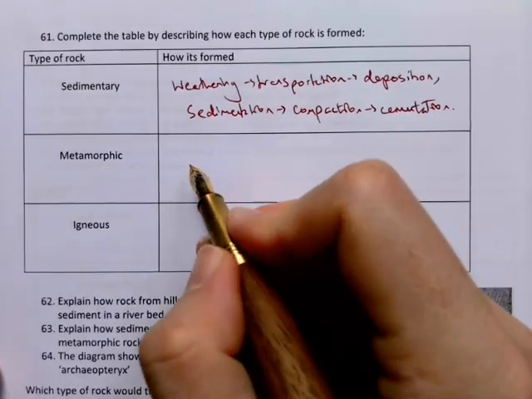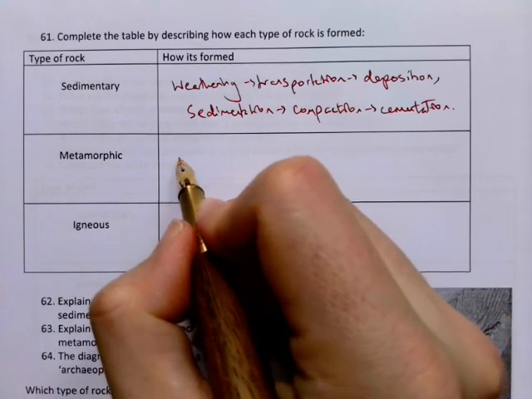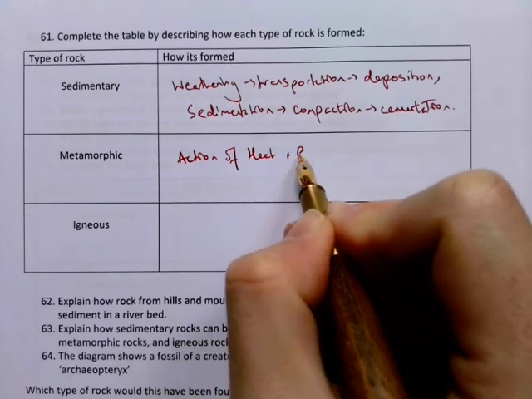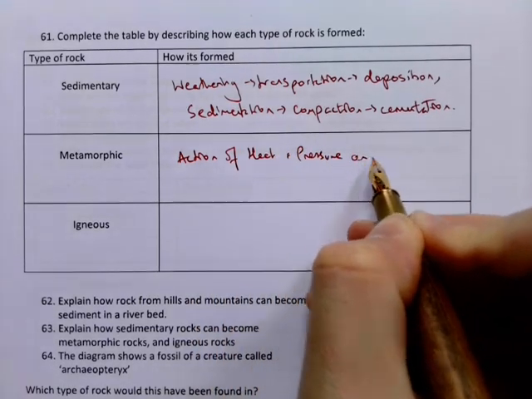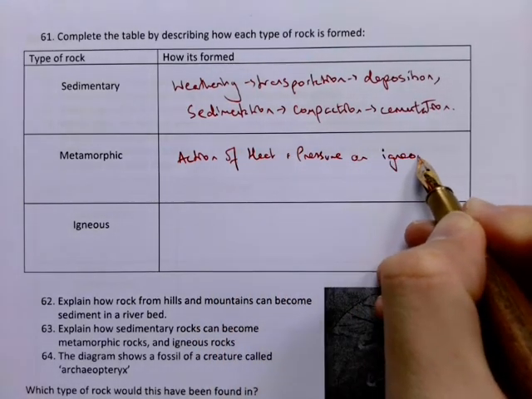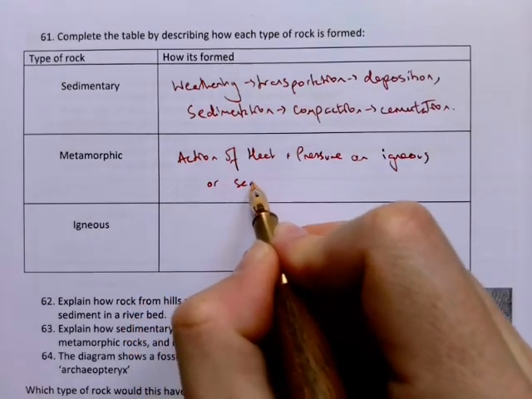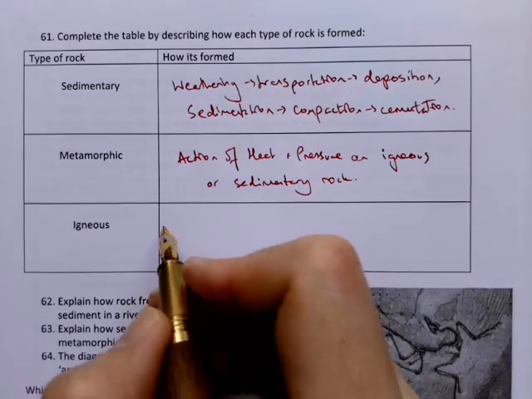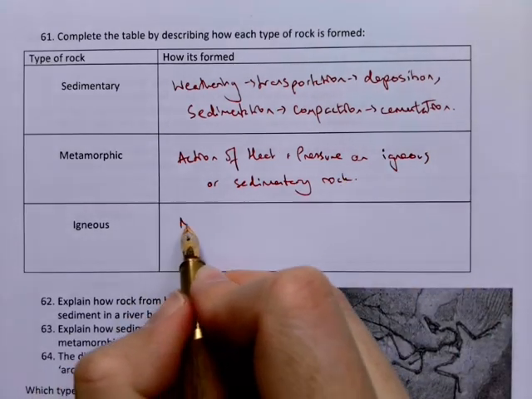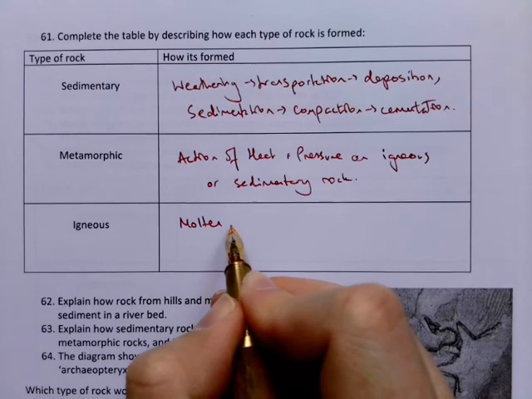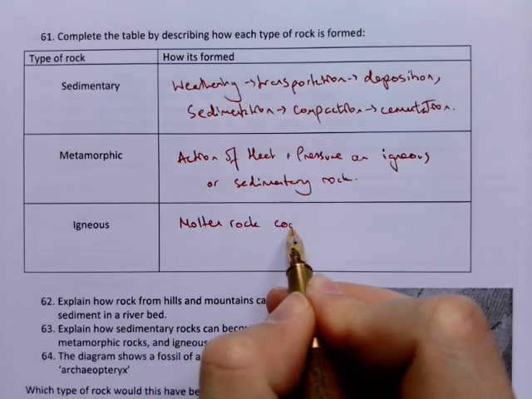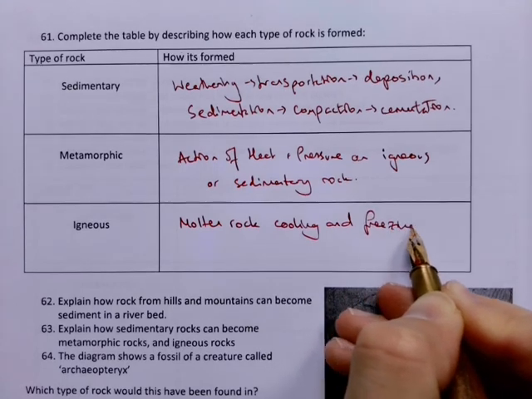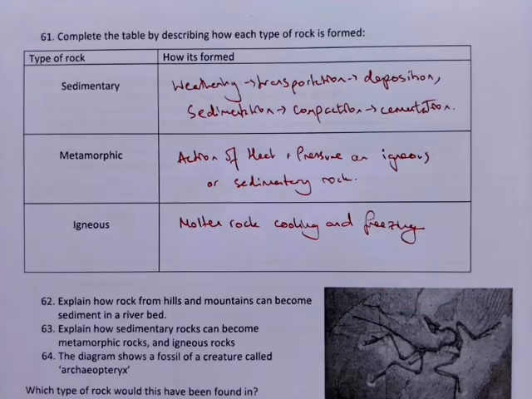Metamorphic would be action of heat and pressure on igneous or sedimentary rock. And igneous is formed from molten rock, cooling, and freezing. So you really need to know how all 3 types of rock are formed.